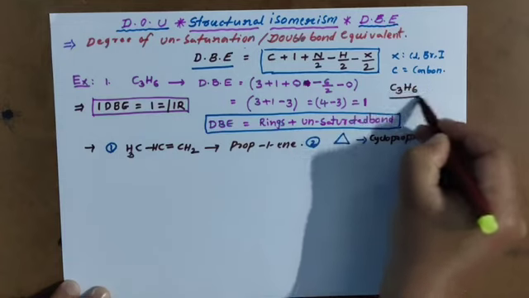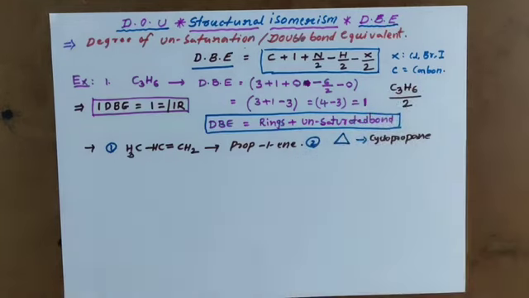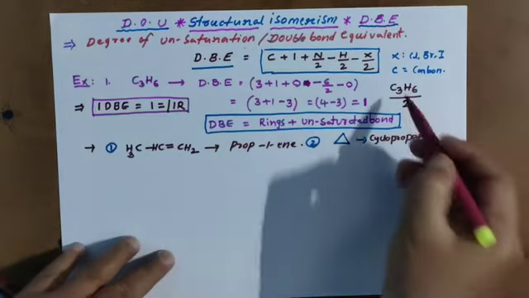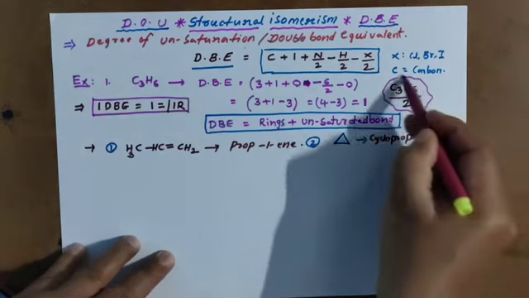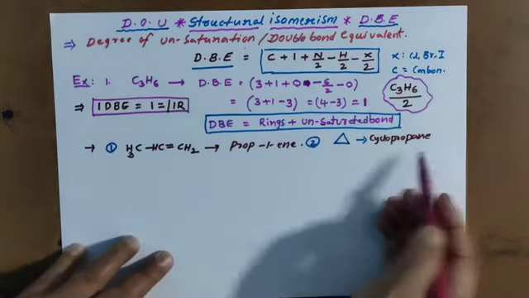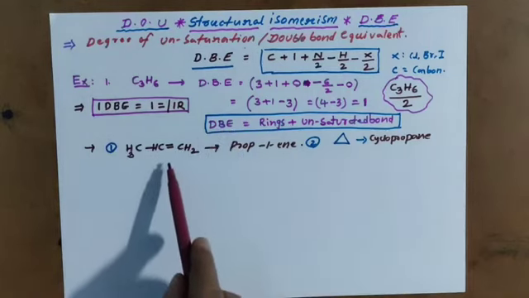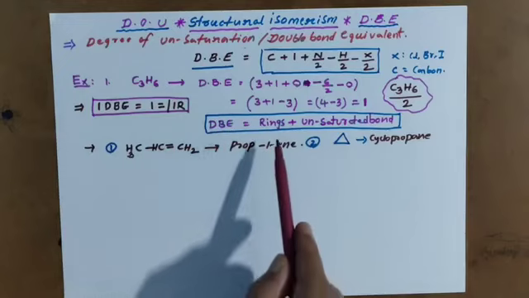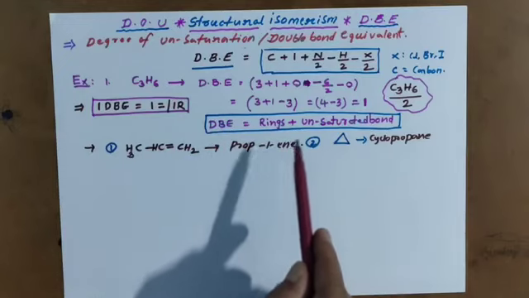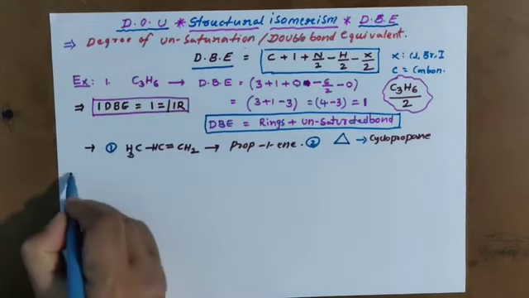So with C3H6, how many structural isomers are possible? 2. One is a straight chain isomer. The next one is a ring isomer. Straight chain isomer is prop-1-ene. Ring isomer is cyclopropane. If you don't know DBE, you can't draw. So in unsaturated compounds, compulsory you have to learn the DBE value. And a few more examples I will explain.